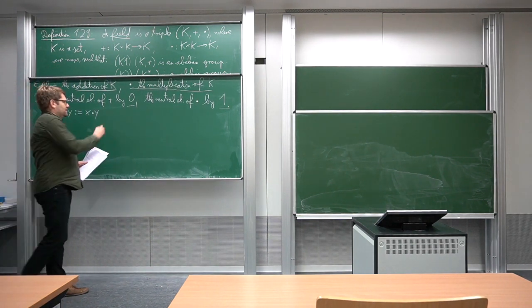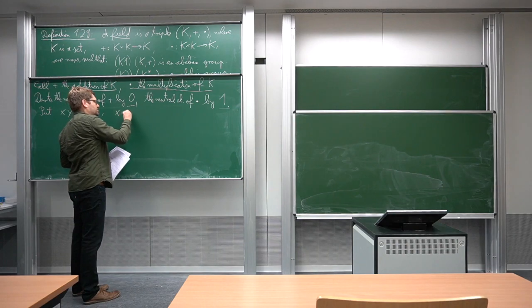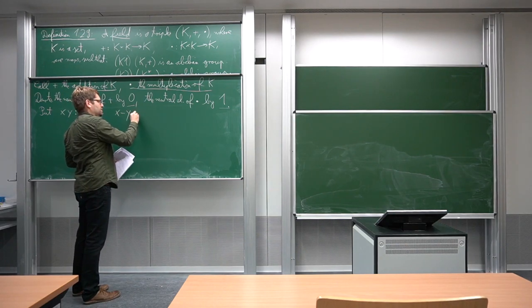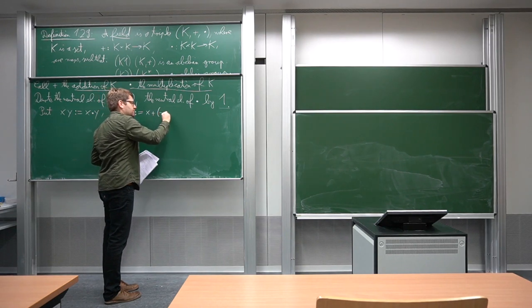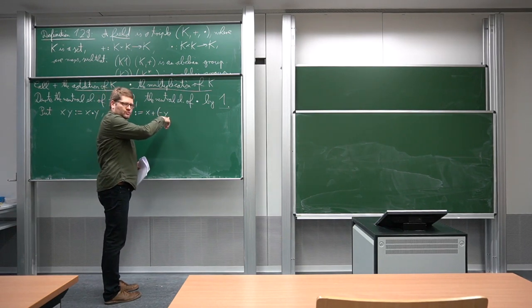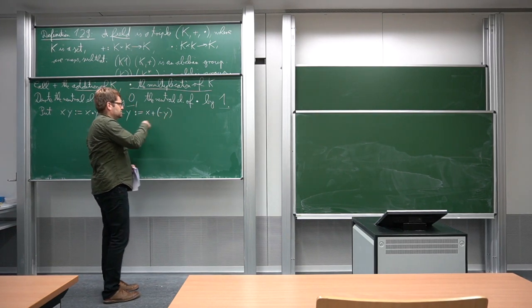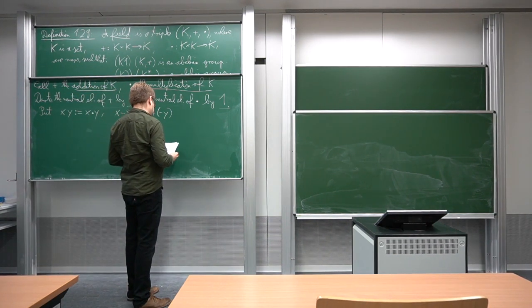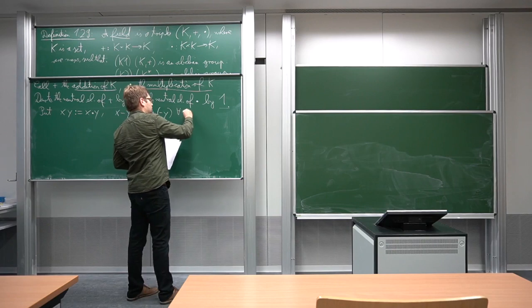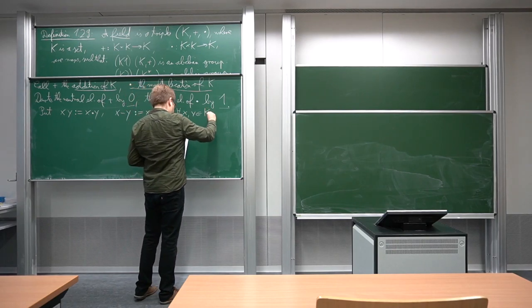Okay, then we want to denote x minus y. This should be, as we are intuitively using, x plus the inverse element of y with respect to addition, minus y. So this is just shorthand notation for this. And this is what we want to hold for all x, y in K.